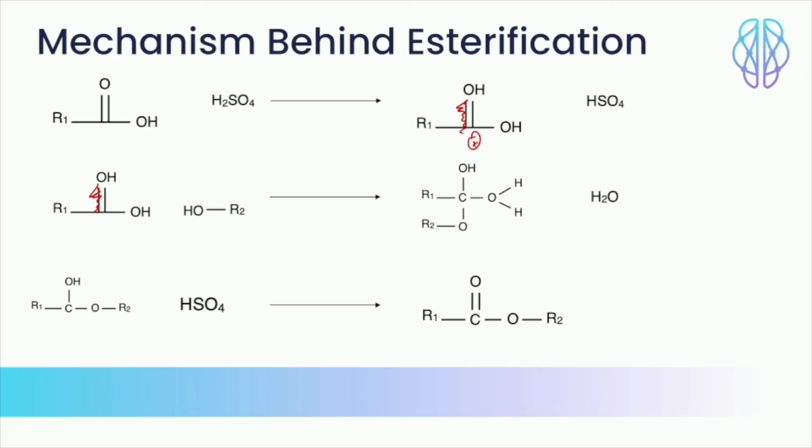So I'll get rid of that double bond. Now this slightly positive charged carbon is prone to attack by this alcohol, which has the R2 alcohol group. So remember, the alcohol has a slightly negative charge on the oxygen due to the electronegativities as well as its valence shell electrons. So that is able to attack there.